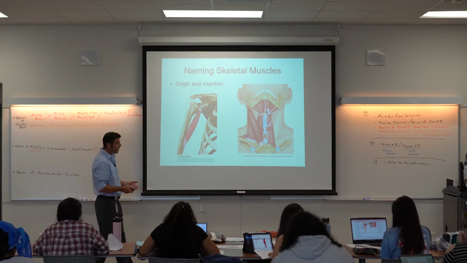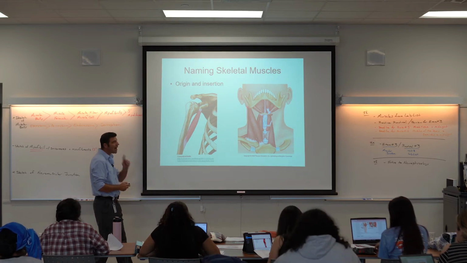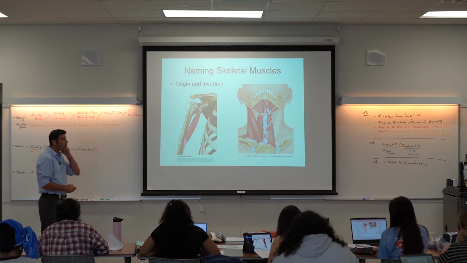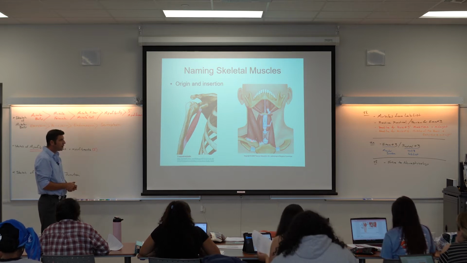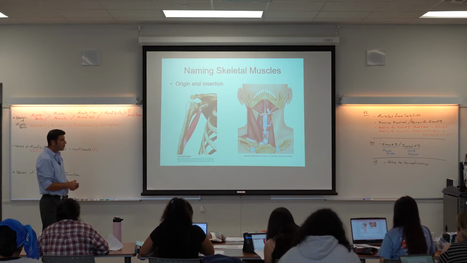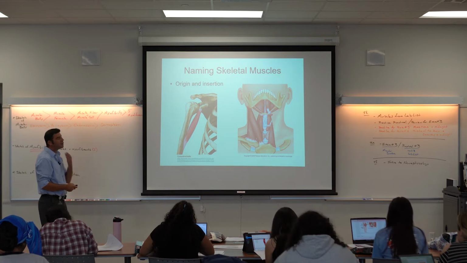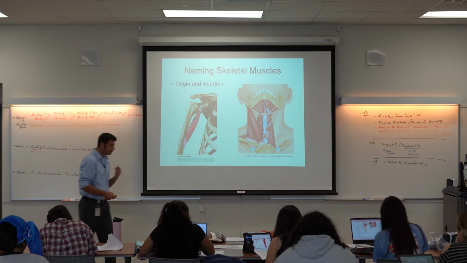Another muscle that has a funny name but is also named after its origin and insertion, you can see the origin is the mastoid process on the temporal bone, and the insertion is the sternal end of the clavicle and a little bit of the sternum itself. So sternocleidomastoid is the name of this muscle that you would use to rotate your head side to side.